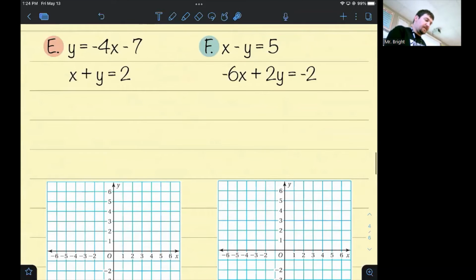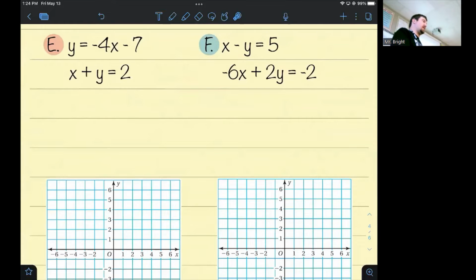So now I'm going to give you some problems that aren't already in slope-intercept form. At least one of the equations might not be. In example F, neither of them are. So we're going to have to turn them into it. This is where your work paper comes in. A lot of your work paper might just have answers. And then you'll get to problems like this where you'll have to convert them to slope-intercept form. Y equals -4x minus 7 is already in slope-intercept form. I need a volunteer that would help me convert x plus y equals 2 into slope-intercept form.